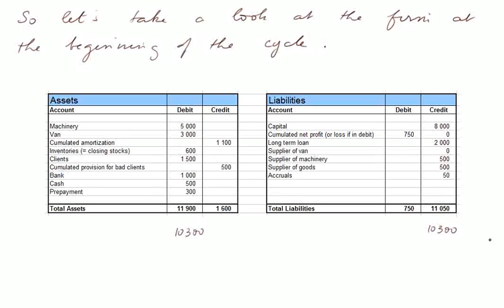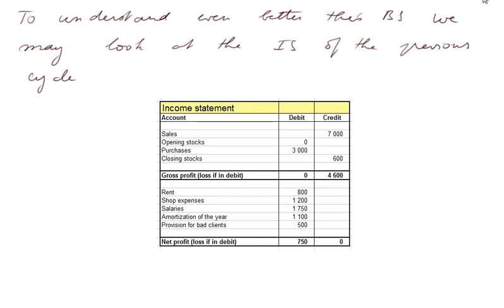In order to understand even better the situation of the firm at the beginning of the year, we may take a look at the income statement of the year before. And this is the income statement of the year before. It had sales of 7,000, for purchases of 3,000, but closing stocks that we just saw of 600. So the cost of goods sold was 2,400 and the gross margin this figure. And this firm paid rent for 800, shop expenses for 1,200, salaries, and it had some amortization of the year and a provision for bad clients.